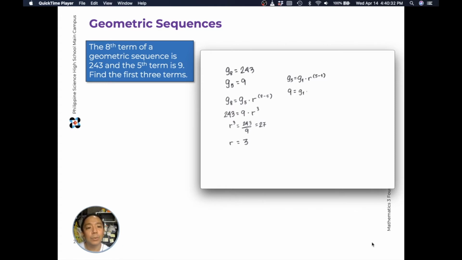We'll have 9 is equal to the first term times r raised to 4, but r is already known to be equal to 3. So we have the first term is equal to 9 divided by 3 to the fourth, which is 81, or 1 over 9. So our first term g sub 1 is 1 over 9. The next term is 1 over 9 times the common ratio 3, which is 1/3. And to get the next term, we multiply this by 3, which is equal to 1.